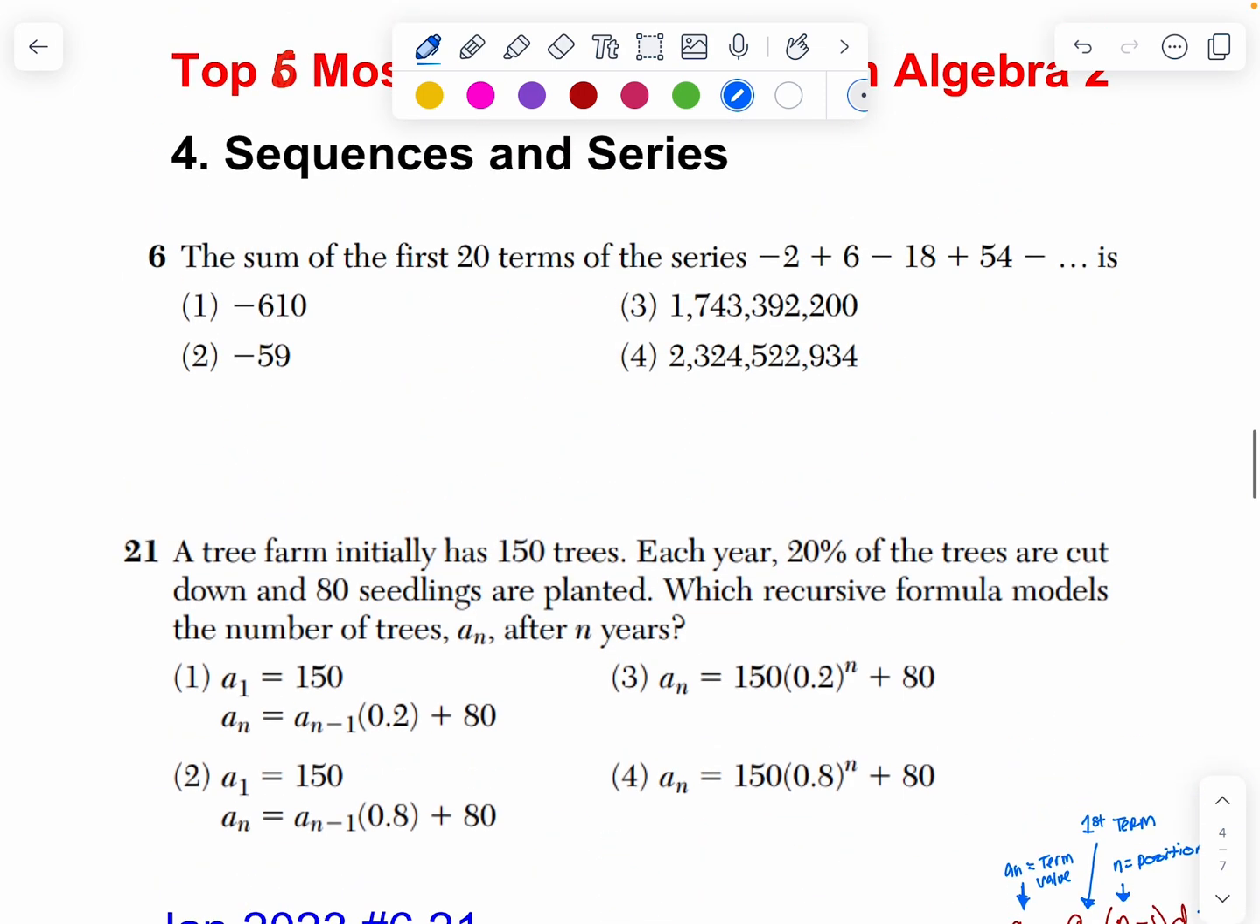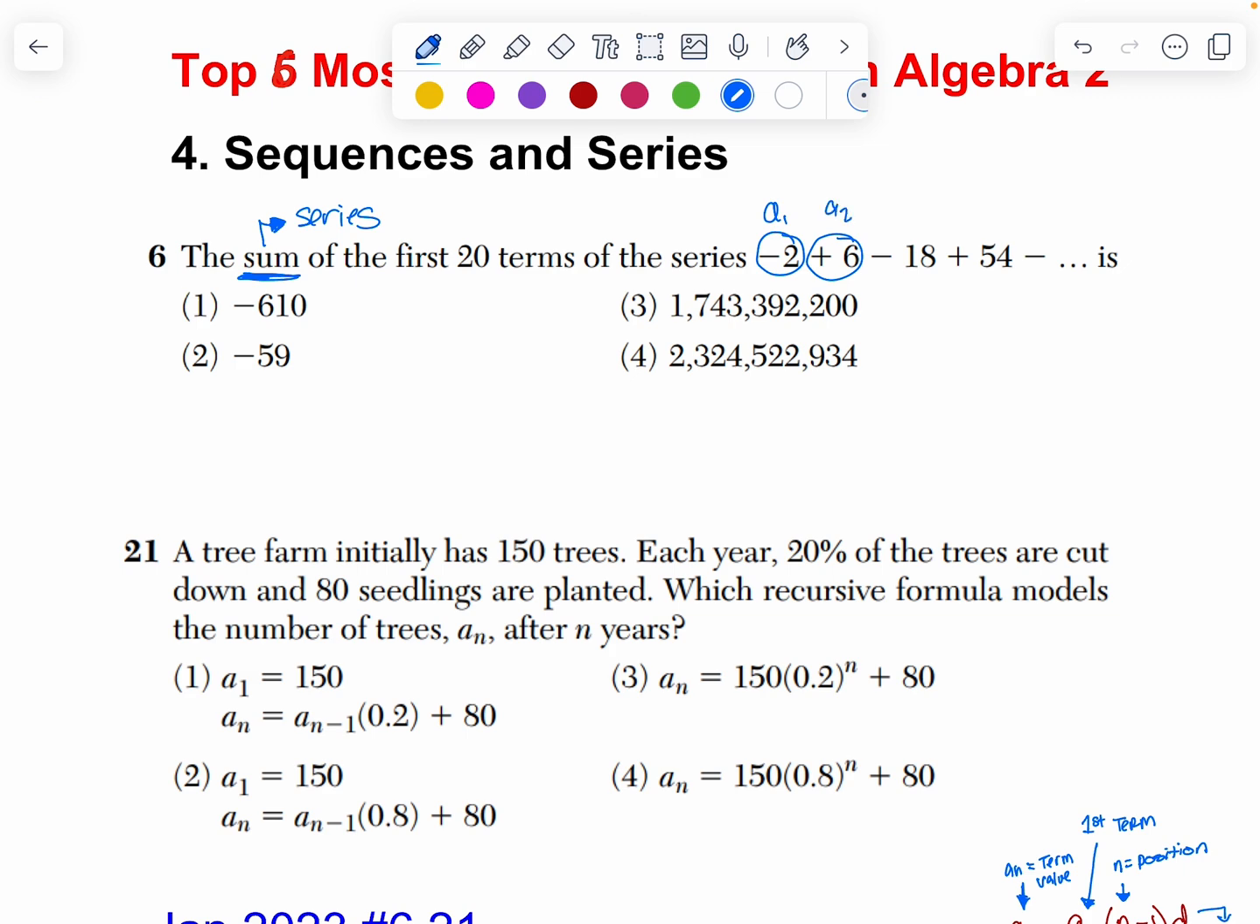So, question 6 says, the sum of the first 20 terms of the series, -2 plus 6, minus 18, plus 54, minus ... is. Now, the first word we should see here is sum. Sum means that we are looking at a series formula for the first 20 terms. Now, what is happening in this series? Well, our first term, our A1, is negative 2. Our second term that is being added to it is a positive 6.